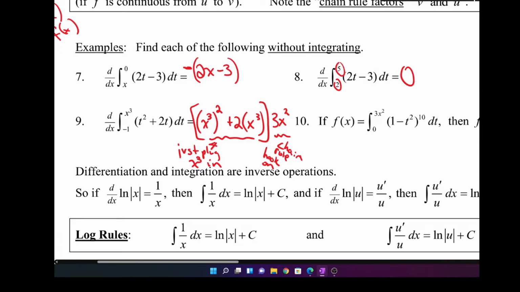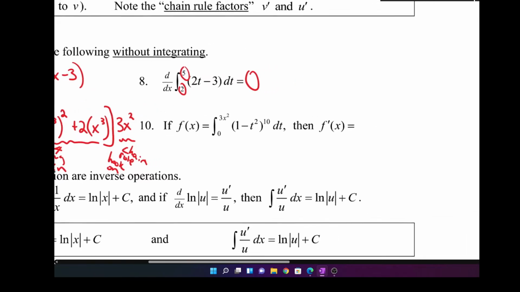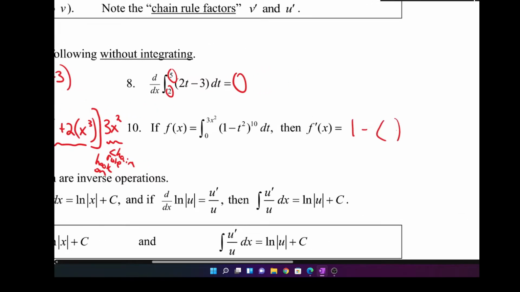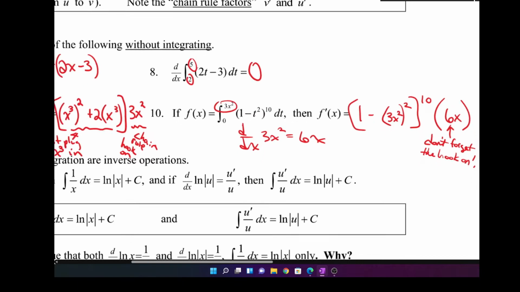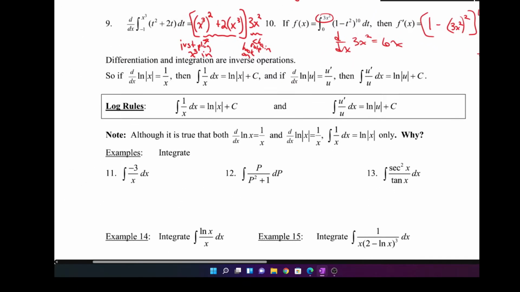How about this next one then? So I would say that f prime of x is going to be 1 minus t squared, the whole thing taken to the 10th power. And what am I plugging in? Is this 3x squared? And don't forget to take the derivative. The derivative of 3x squared is 6x. So this all will be multiplied by 6x. Is it really that easy? Yeah, it's really that easy if you just remember to do the chain rule hook-on piece. Don't forget the hook-on. And then proving it, I feel like I've already done that in class, right?